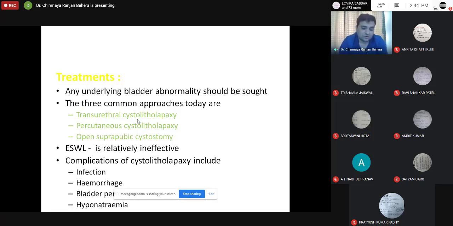cystolitholapaxy. When you go percutaneously, that is through the skin, then it is called percutaneous cystolitholapaxy. And you have another option, that is open suprapubic. In the suprapubic region, you open the bladder and remove the stone. That is called open suprapubic cystostomy.